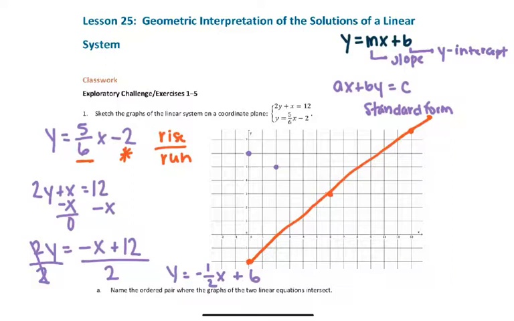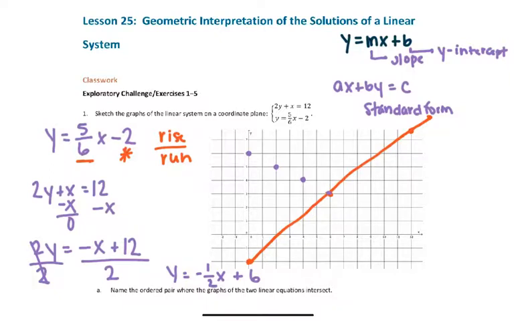So here's my next point. And I'm going to keep going from that point, down 1 unit, to the right 2 units. Down 1 unit, to the right 2 units. Okay, now I have a point that's at the same point as my previous line was at. So that's where my lines are going to cross.